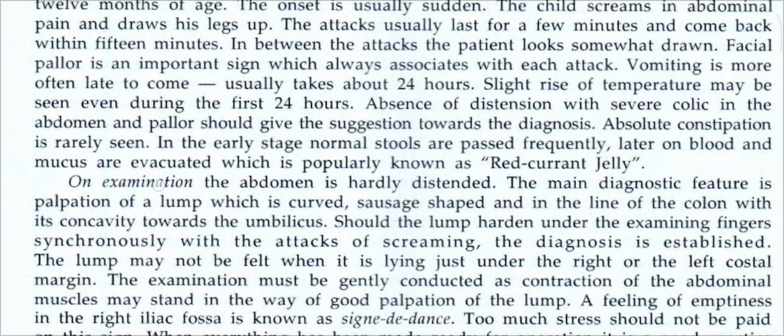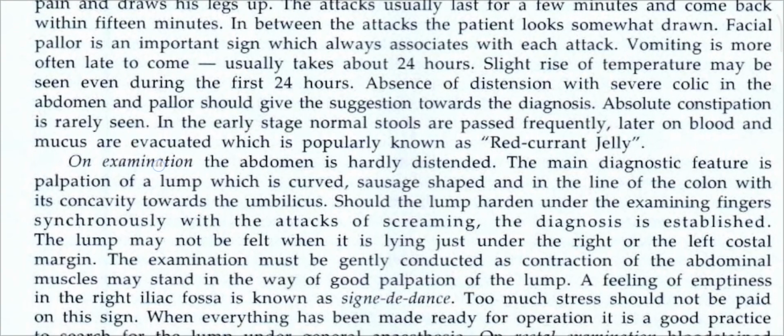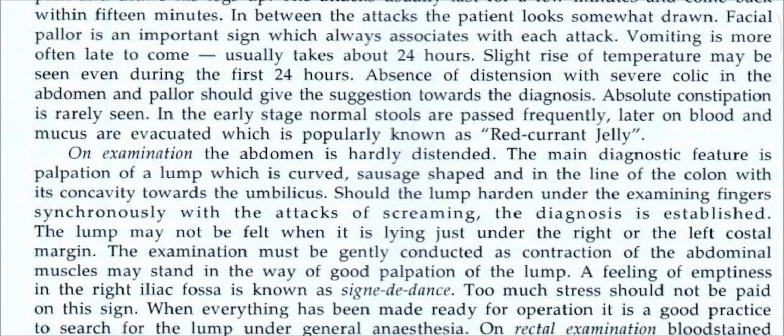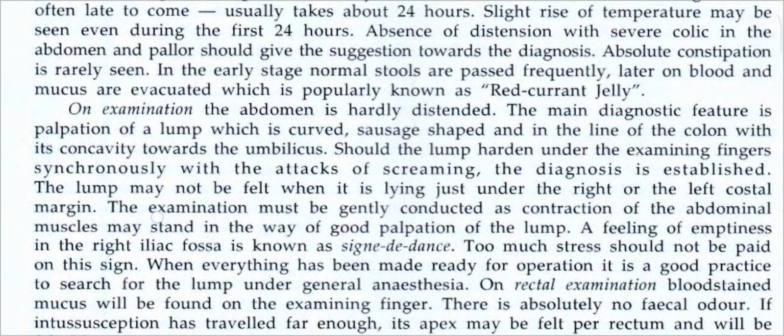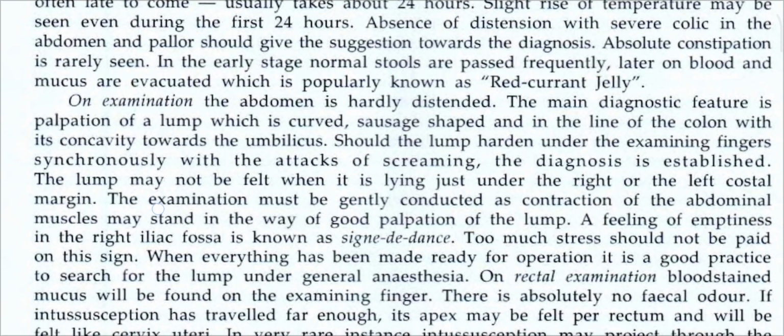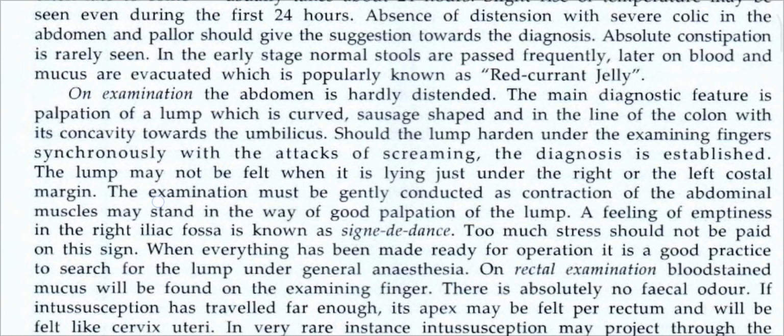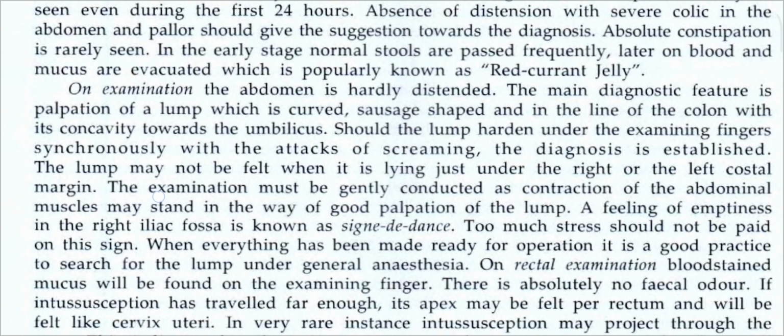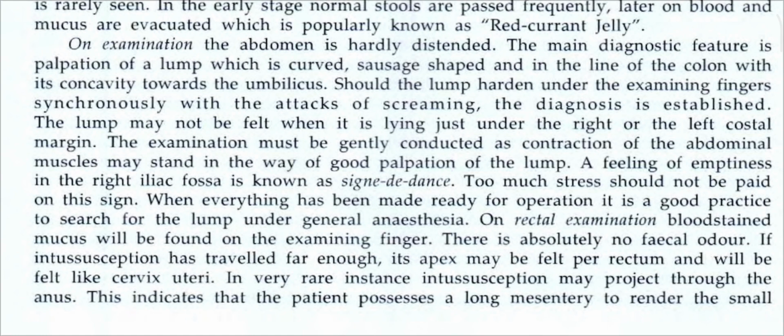Absence of distension with severe colic in the abdomen and pallor should give the suggestion towards the diagnosis. Absolute constipation is rarely seen. In the early stage, normal stools are passed frequently. Later on, blood and mucus are evacuated, which is popularly known as red currant jelly. On examination, the abdomen is hardly distended. The main diagnostic feature is palpation of the lump, which is curved, sausage-shaped, and in the line of the colon with its convexity towards the umbilicus. Should the lump harden under the examining fingers synchronously with the attacks of screaming, the diagnosis is established.